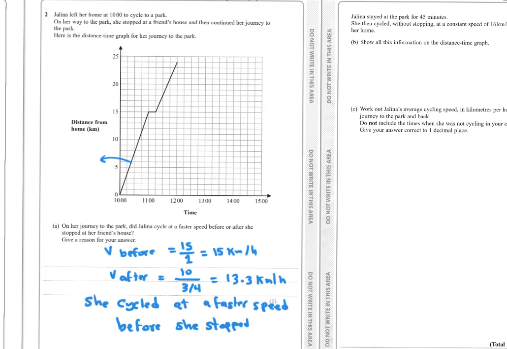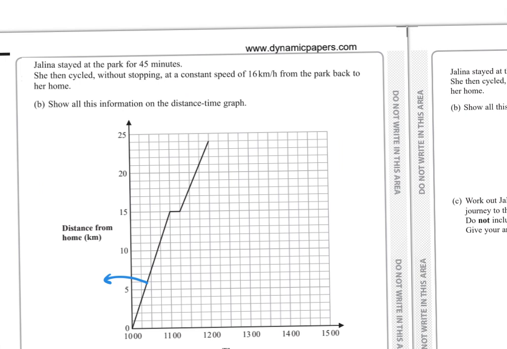Or we can say that the gradient of the line before she stopped at her friend's house is greater than the gradient of the line after, because this line is steeper than that one. So the velocity before is greater than the velocity after, because the line before is steeper than the line after. Now B.